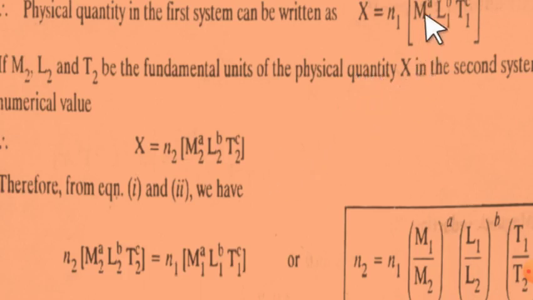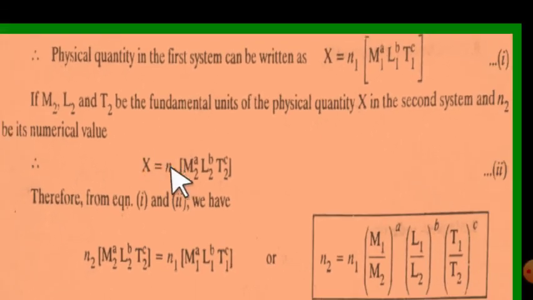Okay, so likewise your ABC in the first system of units, the dimensions of mass, length, and time in the other system will also remain the same. That means the dimension will never change for a particular physical quantity if you change the system of units. Whether it is SI unit or CGS unit, the dimension will remain the same for a particular physical quantity.